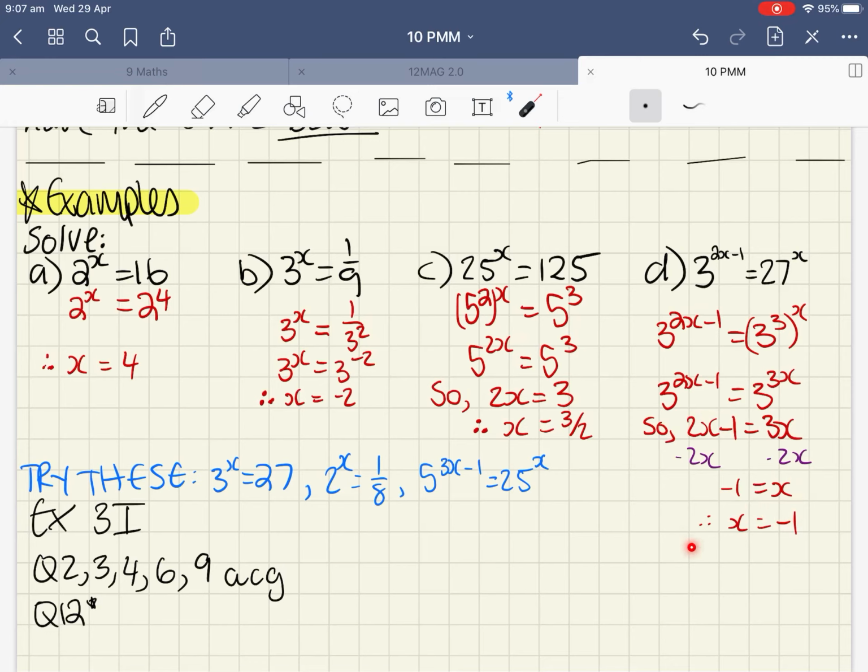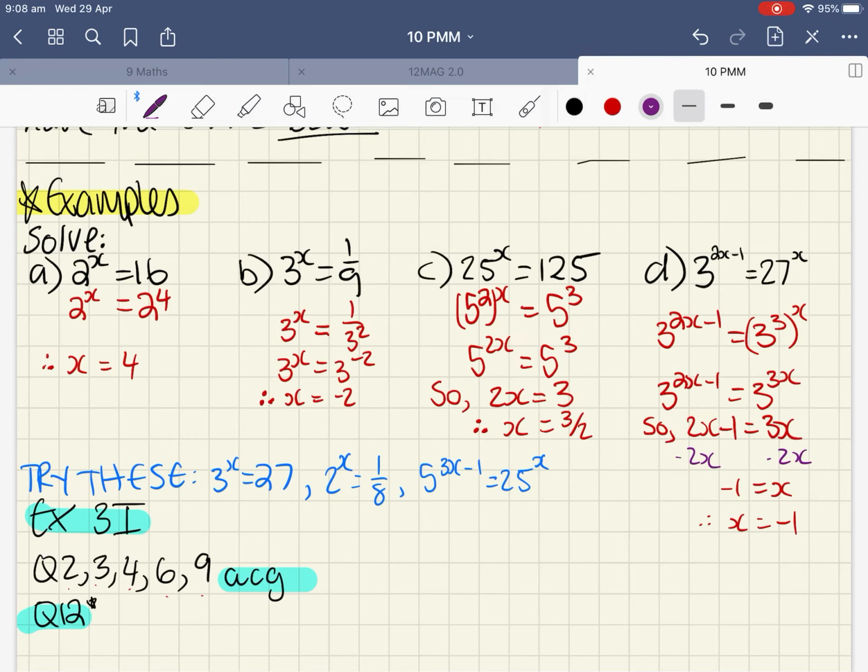Now just remember, guys, we don't want to ever leave our answers like this. If we're solving for x, we want to write x as our subject in our final line. In blue over here, I've got some try these problems in increasing levels of difficulty. Take a pause now and have a go at those. When you're done, I want you to have a crack at exercise 3I, questions 2, 3, 4, 6, and 9. And then if you're looking for a challenge, question 12.